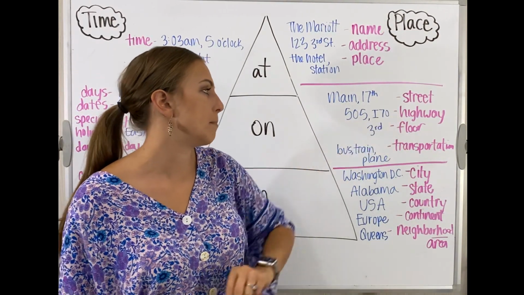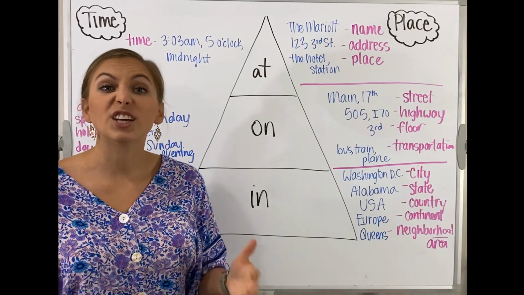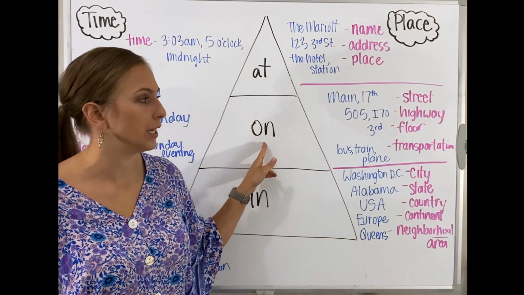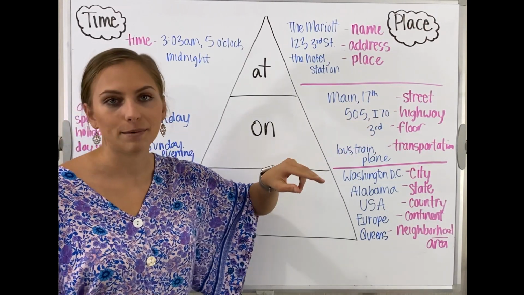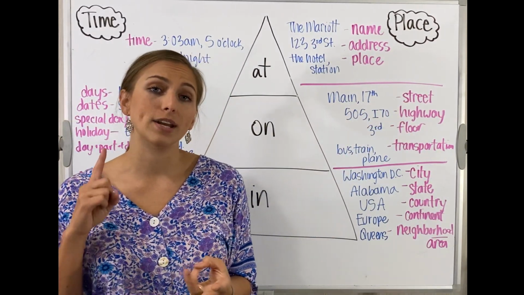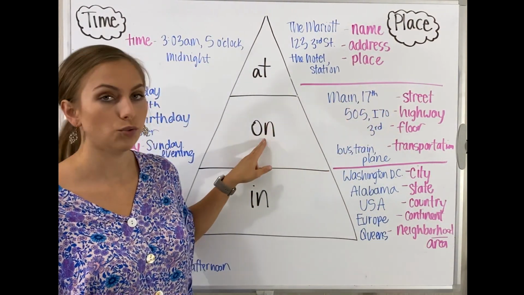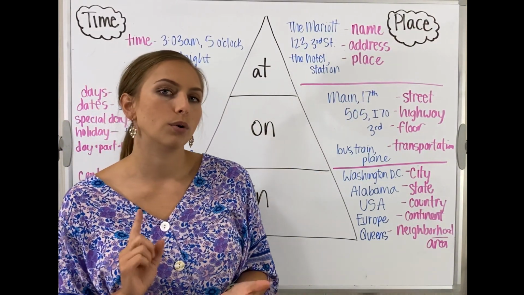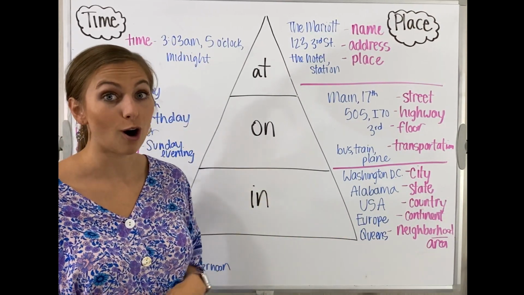If we are talking about a highway or a state route or an interstate, any sort of large driving area, we are going to use on. So 505, I-70, those are just some names of some highways. Or a street, a road, an avenue, any sort of street, we can use on. So Main Street, 17th Street, whatever street, road, avenue, boulevard, whatever you use, we will use on.